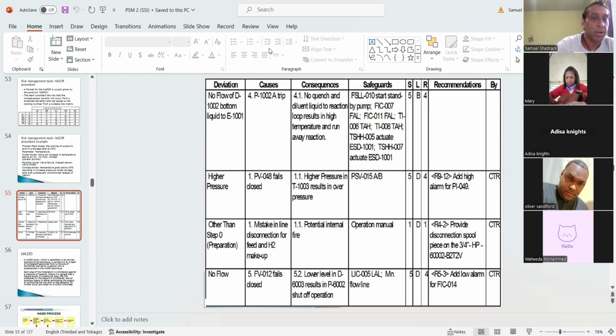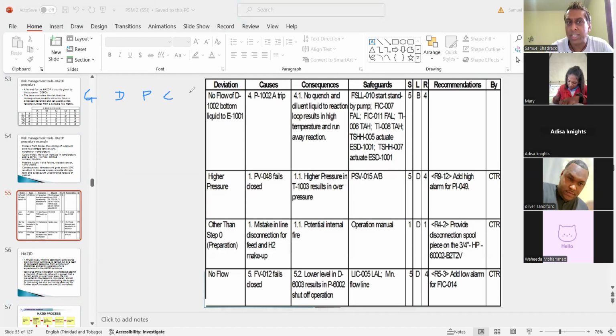So I was going to write that out for you, and we can have a look at one of that. It's just that the space is limited, so I will just use the letters, right? G is the guide word. D is the deviation. P is the possible causes of the deviation. C is the consequences of the deviation, and A is the action plan for improvement.